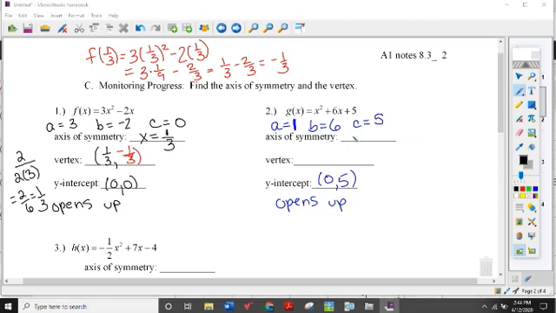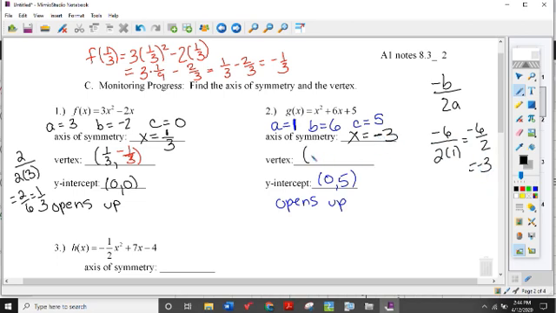Now to find the axis of symmetry, I need to do negative b over 2a, or the opposite of b over 2 times a. b is 6, the opposite of 6 is negative 6. 2 times 1, so negative 6 over 2. So the axis of symmetry is the line x equals negative 3, and that's also the x-coordinate of the vertex.